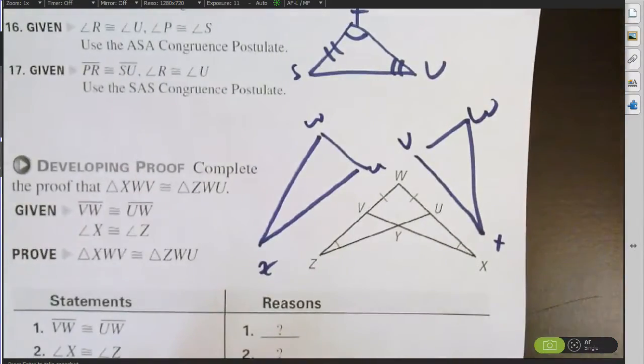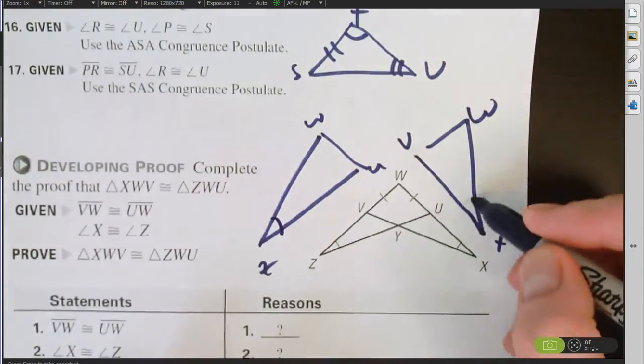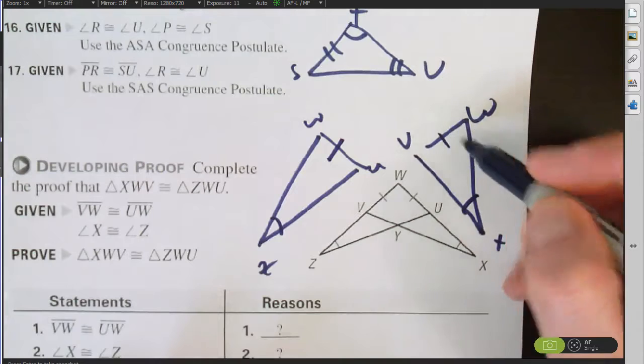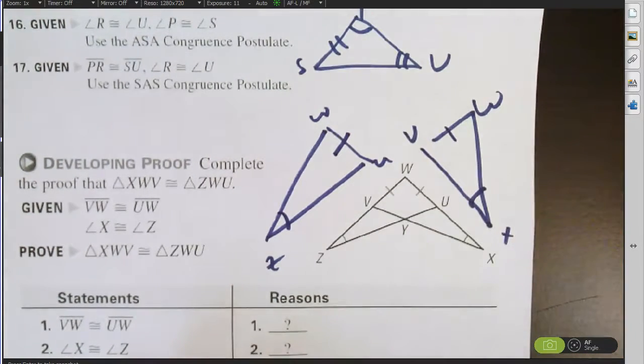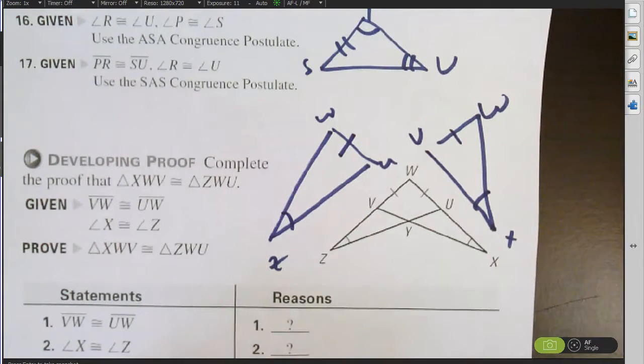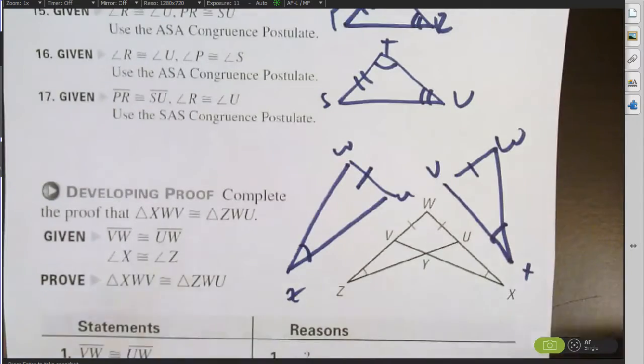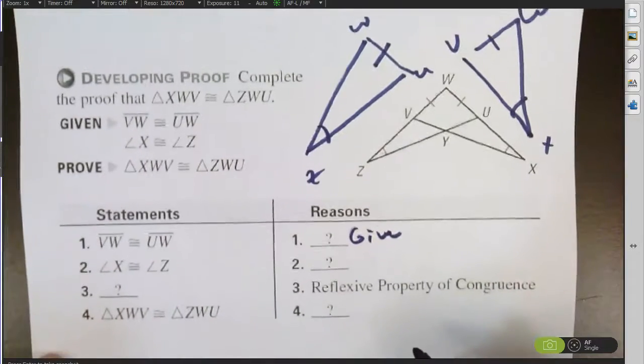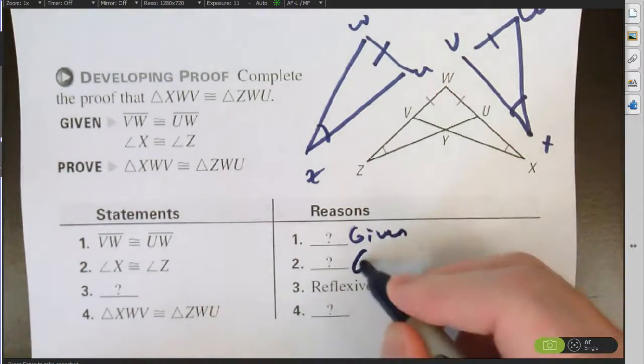Okay. And I know that angle Z is congruent to angle X. I know that WV is congruent to WU. That's what's given. So the question then becomes, what else do I need to know for the problem in order to prove something? So we have these two here that are given. Sorry, I'm running out of space here. Those are both given.